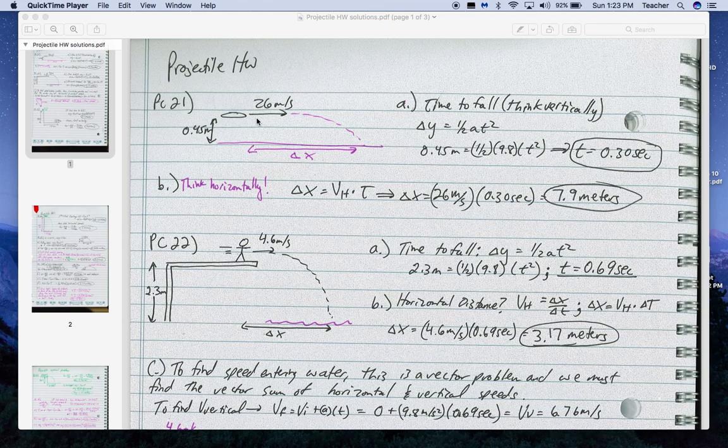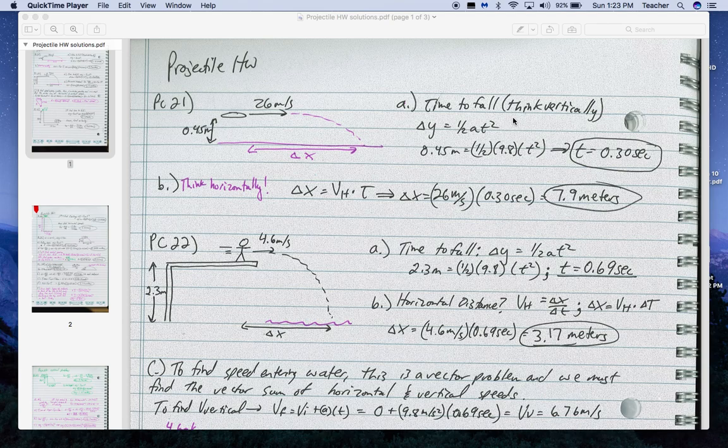So the time to fall, we need to think vertically. So we're going to use this version of a formula we've seen many times before. There is no initial velocity vertically. This is horizontal, so it is not appropriate to put it in this vertical equation. So that allows us to use a simpler version of that equation. Delta y equals 1 half a t squared, and that time is 0.30 seconds.